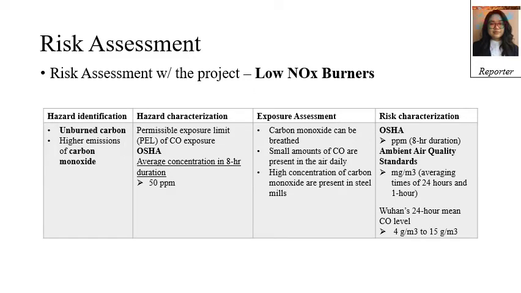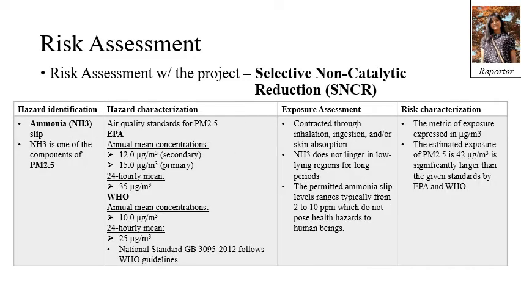This slide shows the risk assessment of selective non-catalytic reduction or SNCR technology. The health risk assessment of SNCR technology is similar to SCR. The hazard of SNCR is ammonia since this technology is highly sensitive to ammonia slip. Ammonia is one of the components of PM2.5, so the air quality standards for PM2.5 are followed for this hazard.